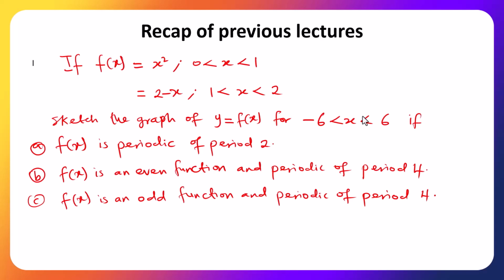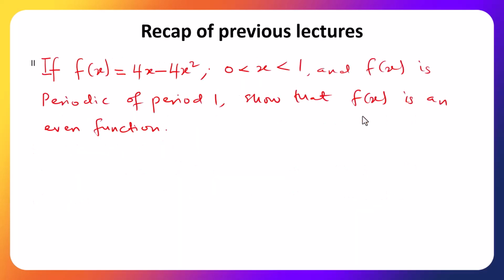So the first one: f of x equals x squared, and f of x equals 2 minus x, in the range of 0 less than x less than 1 and 1 less than x less than 2. And we are asked to sketch the graph of y equals f of x for minus 6 less than x less than 6 if f of x is periodic of period 2, if f of x is an even function and periodic of period 4, and lastly, if f of x is an odd function and periodic of period 4.